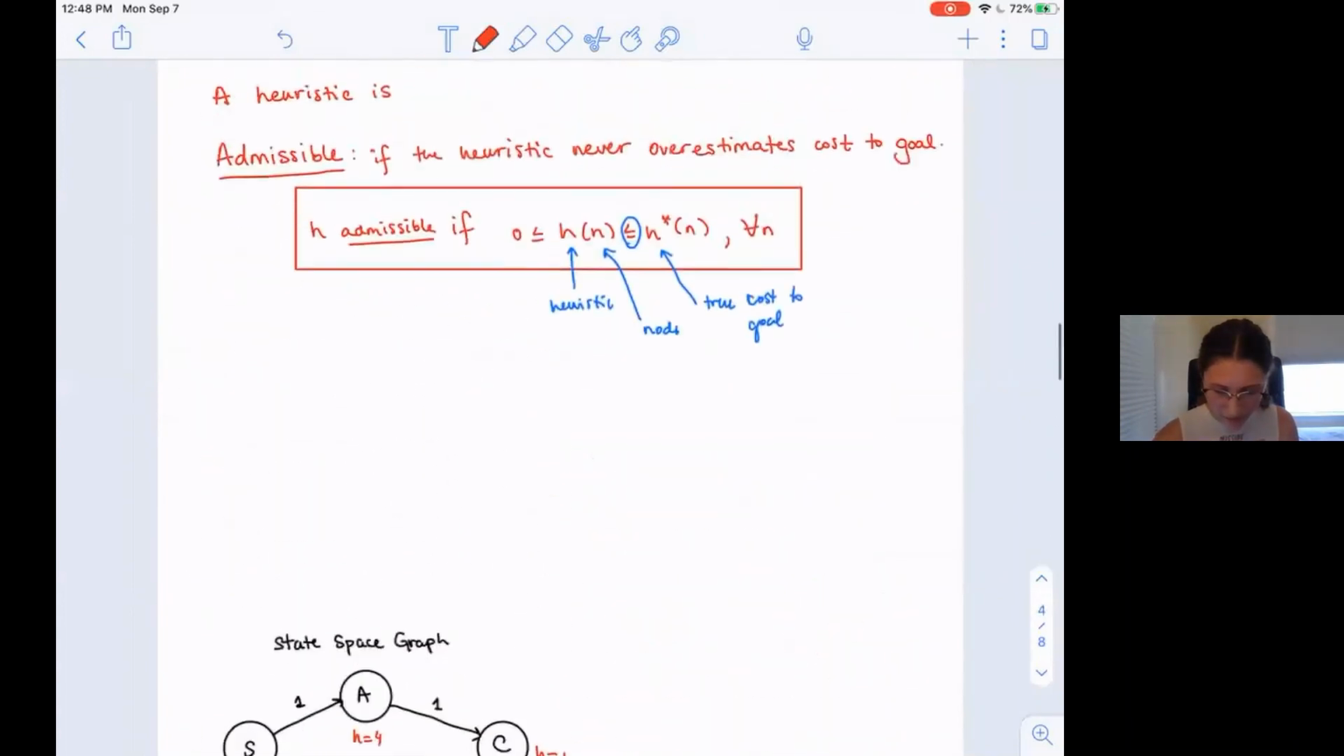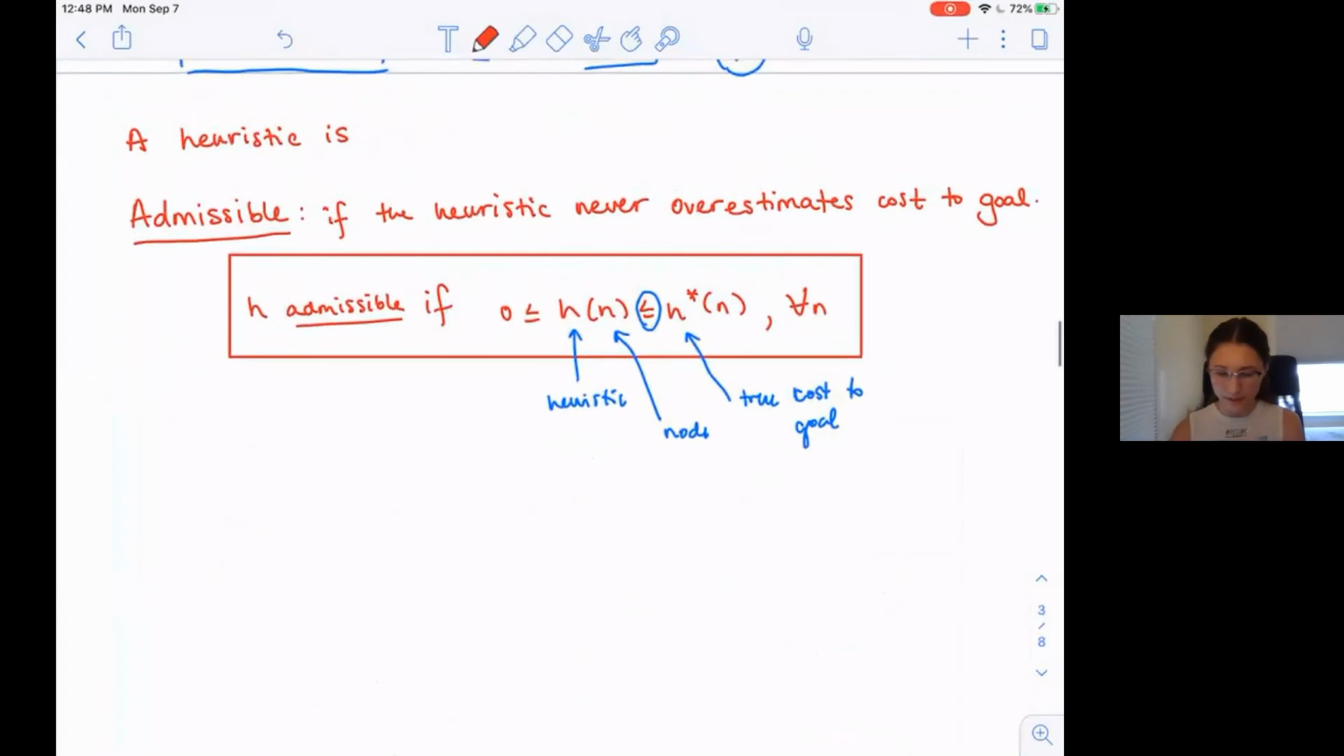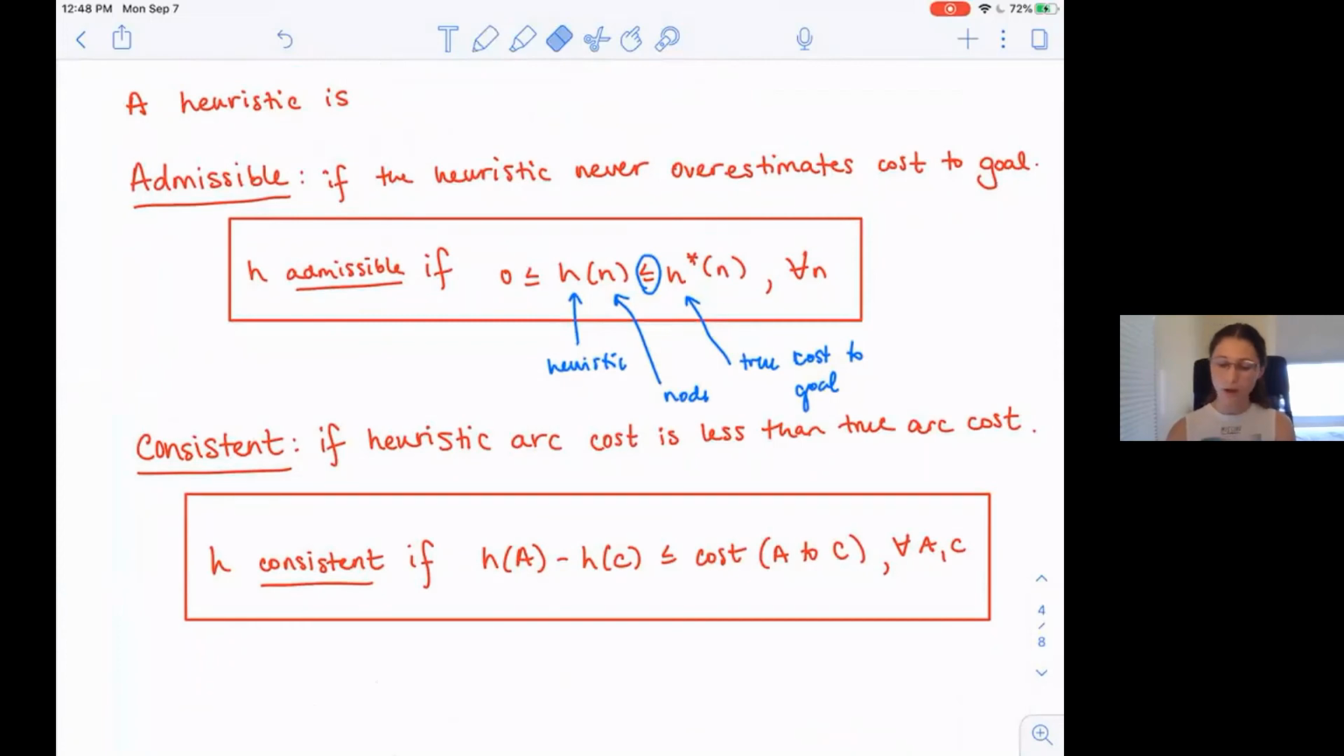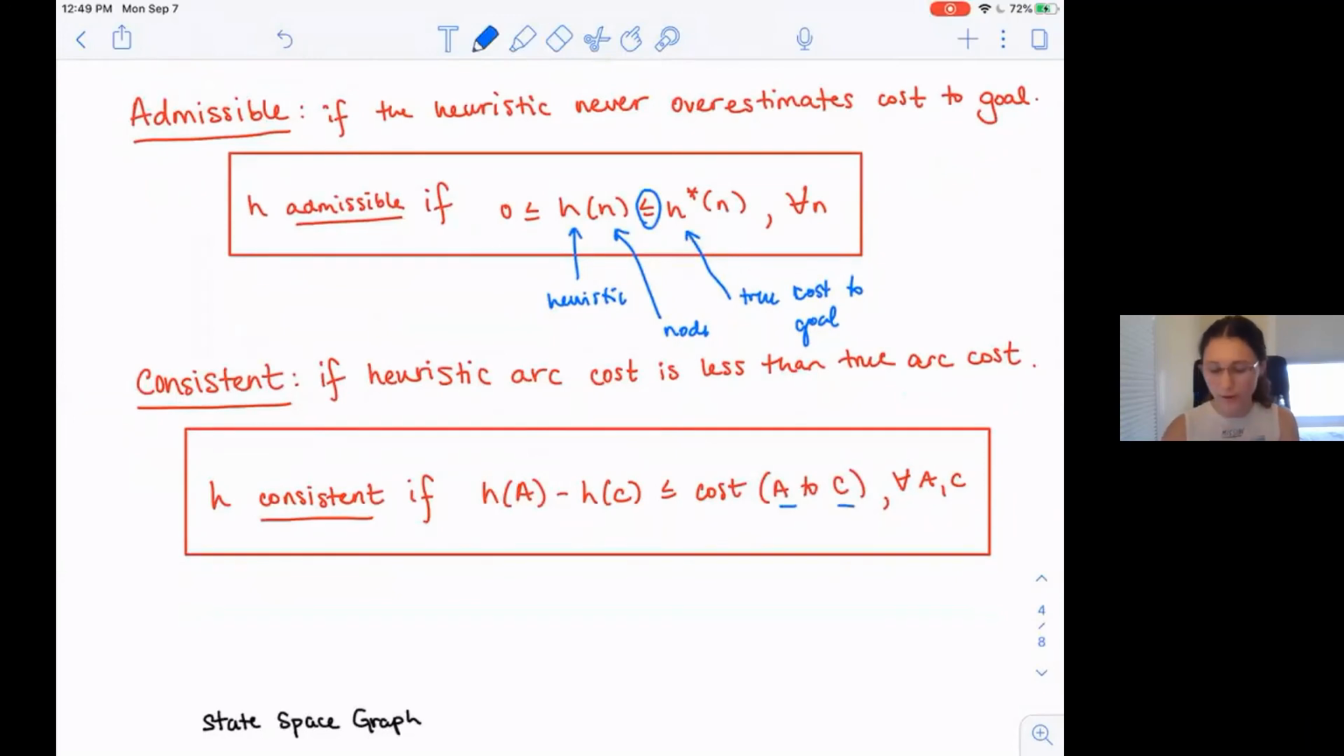So let's go back up here. We've already seen the definition of an admissible heuristic. What about a consistent heuristic? Well, a consistent heuristic always underestimates the arc cost it takes to go from some node A to some node C. In math, if we have two nodes, A and C, I query the heuristic at A, and then I query the heuristic at C, and I ask myself what the difference is. I want that to be less than or equal to the true arc cost from A to C. And I want this to hold for all possible A, C node pairs in my state space graph.